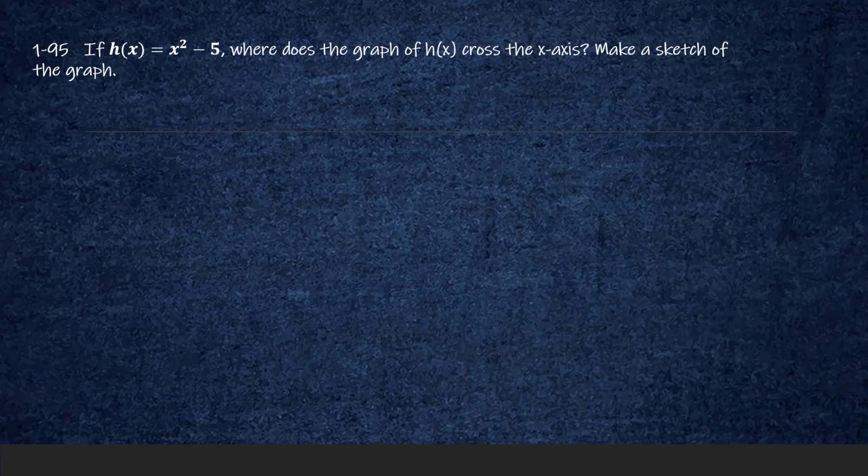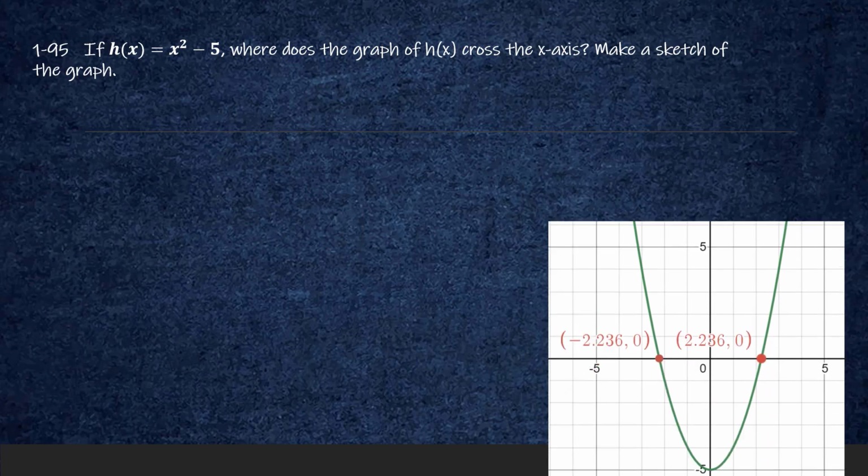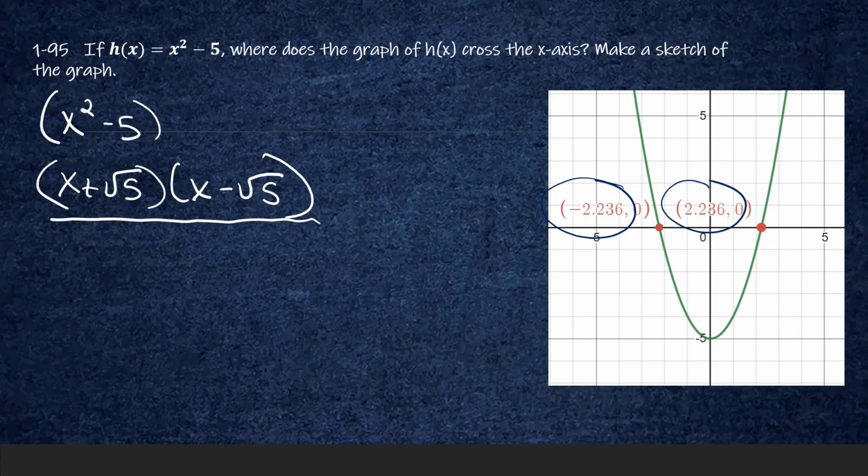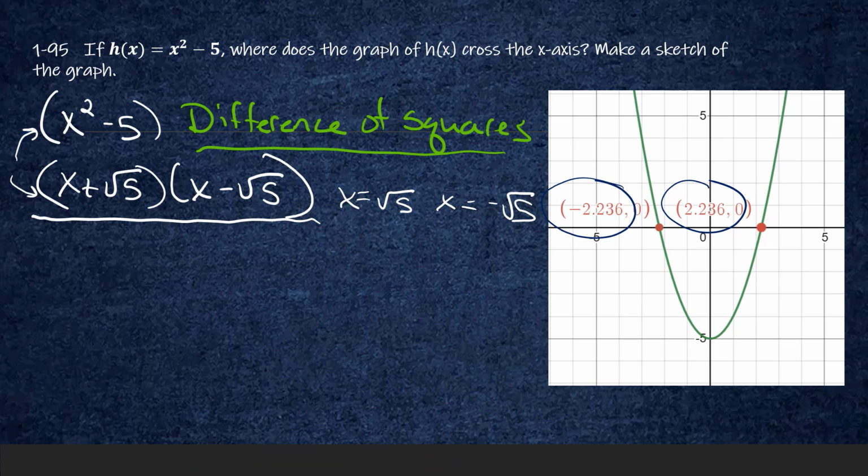All right, 1-95. If h of x equals x squared minus 5, where does the graph of h of x cross the x-axis? Let's make a sketch of the graph. So here's a sketch of the graph, but you're going, wait, I can't solve for a decimal. I don't know how to get that point. So I'm also going to show you through factoring. You'll see that I factored this x squared minus 5 into x plus root 5 times x minus root 5. We call that the difference of squares.